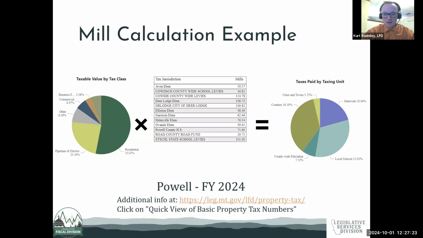But leg.mt.gov/lfd/property tax, and you can browse through some similar examples for different counties and different areas for how these might be applied to hopefully give a sense of what property taxes and mill levies are going towards within different jurisdictions.